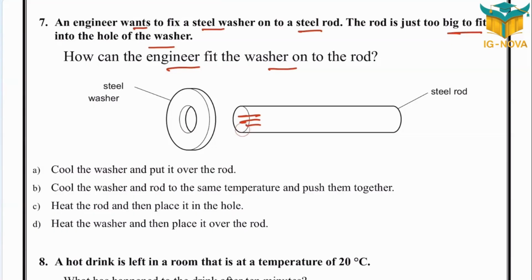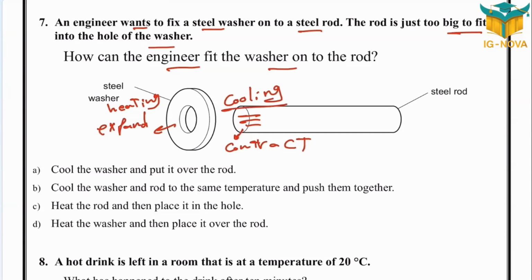First, if you expand the washer and contract or cool the rod, it may contract. So here is going to be heating, and here is cooling. For that, cool the washer and put it over the rod? We cannot cool the washer. Heat the rod? Nope, the rod must be cooled. So I'm going to heat the washer and place it over the rod. So the right answer is D.